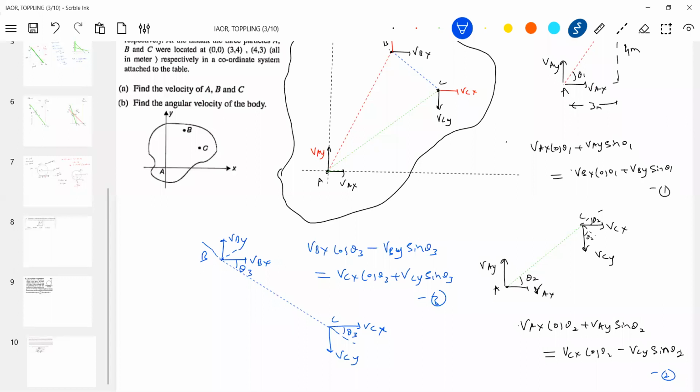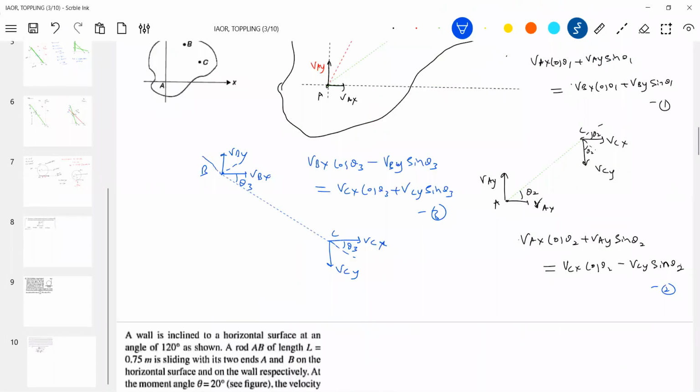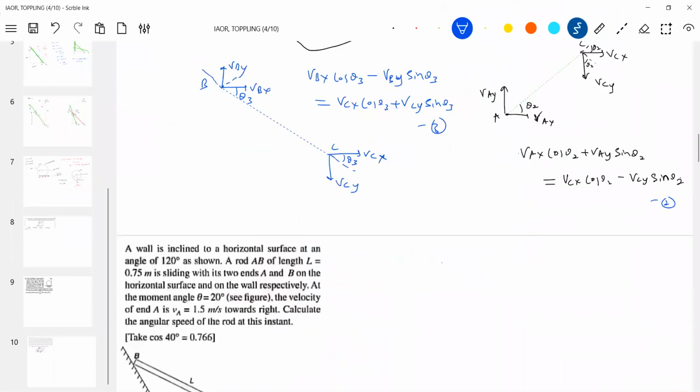After that, it is asking for angular velocity. What to do for angular velocity? If you know the velocity of any 2 points on a rigid body, can you predict the angular velocity? Go back to circular motion. So now I know VAY, VAX, VBX and VBY. With that, shall I go for components of velocity perpendicular to line AB, omega relative? So the angular velocity, I'll write it here.